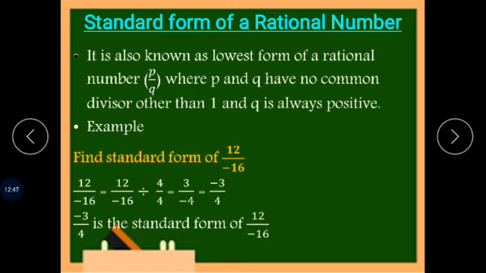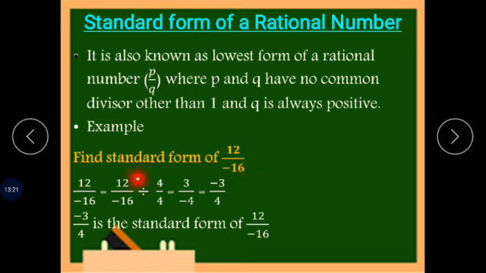Now next is the standard form of a rational number. What is standard form? It is also known as the lowest form of a rational number, where P and Q have no common divisor other than 1 and Q is always positive. So here by seeing the example you will understand. Find the standard form of 12 upon minus 16.